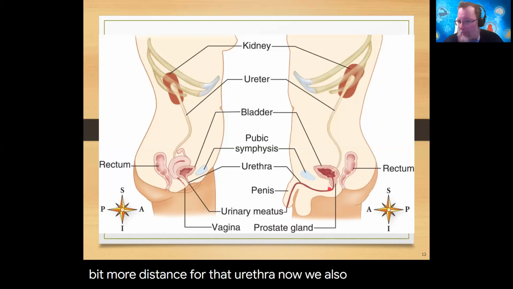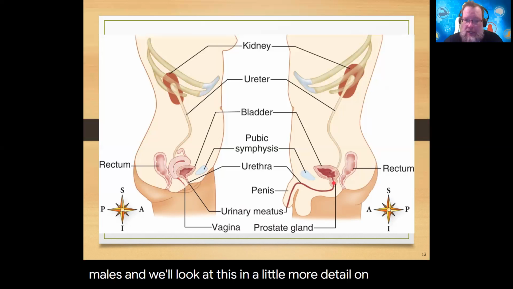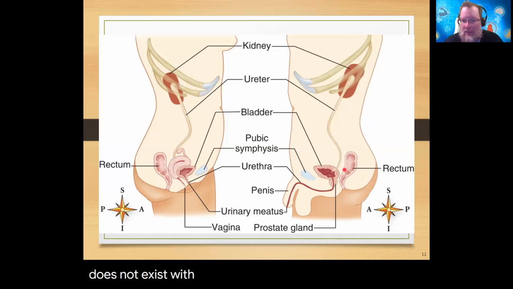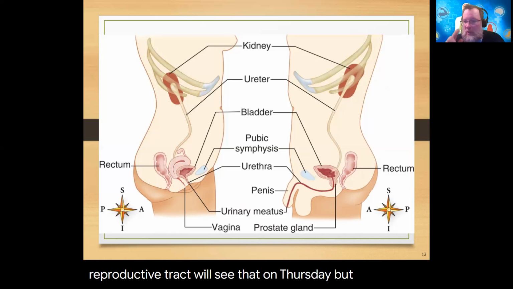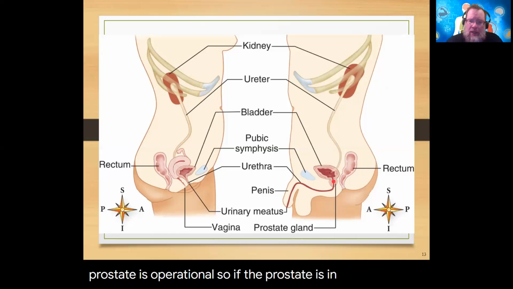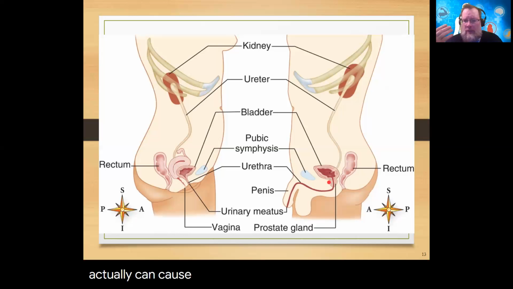Now, we also do see with males, and we'll look at this in a little more detail on Thursday, the presence of a prostate gland. The prostate gland does not exist in the female, but does exist in the male. And the prostate, we'll see, does a few things with the reproductive tract. We'll see that on Thursday, but we do know that there's a little bit more control of urine when the prostate is operational. If the prostate is enlarged, it can make urinating more difficult. They say it's more like a spurt of urine. So it's like stop, go, stop, go, stop.